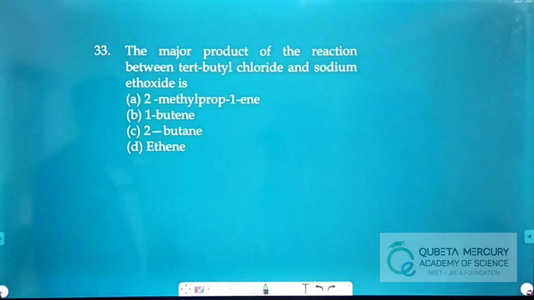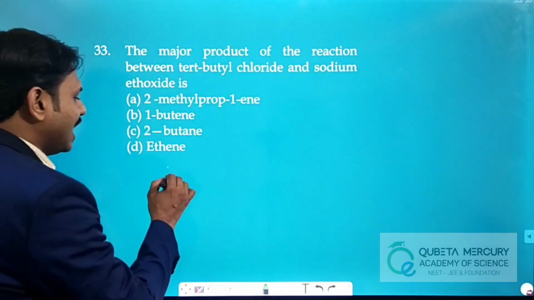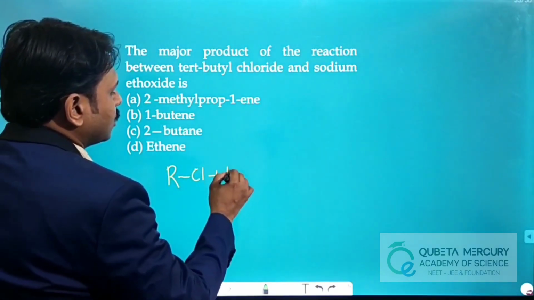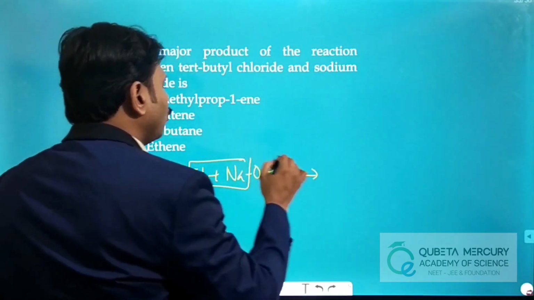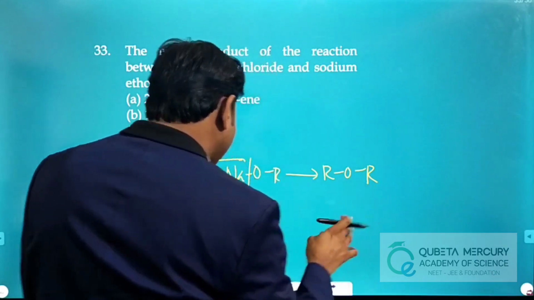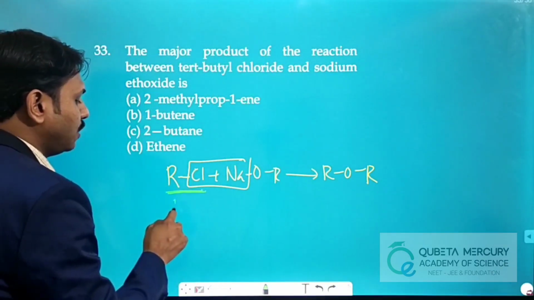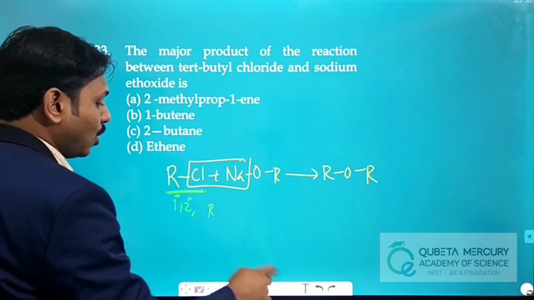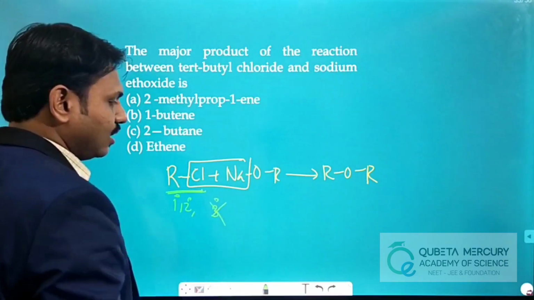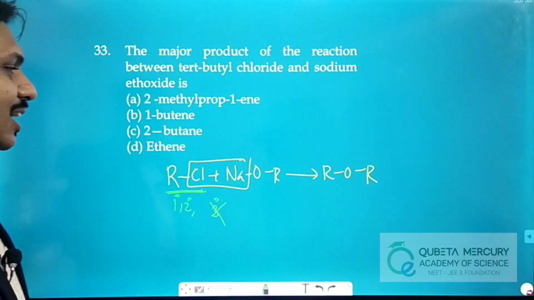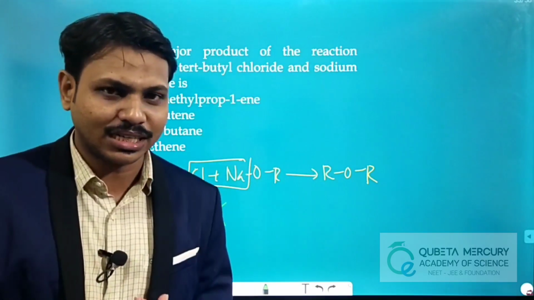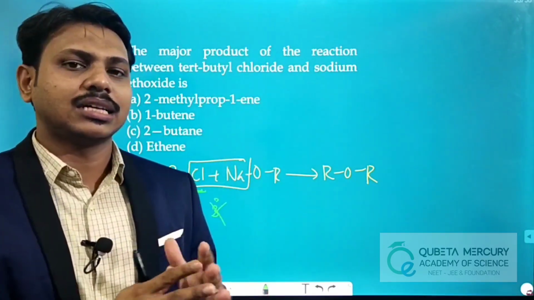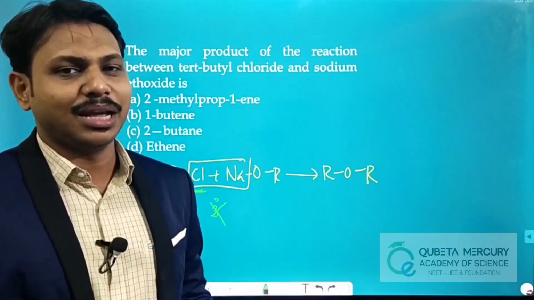Okay, next one. The major product of the reaction between tertiary butyl chloride and sodium ethoxide. Actually, an alkyl halide reacting with a sodium alkoxide gives an ether, and this is what is called Williamson synthesis. But during such a preparation of ethers, the alkyl halide should be primary or secondary and should not be tertiary. What is wrong with tertiary? If we take tertiary, then there will be a beta elimination reaction. This is a nucleophilic substitution reaction. As you know, every substitution reaction is accompanied by elimination reactions.